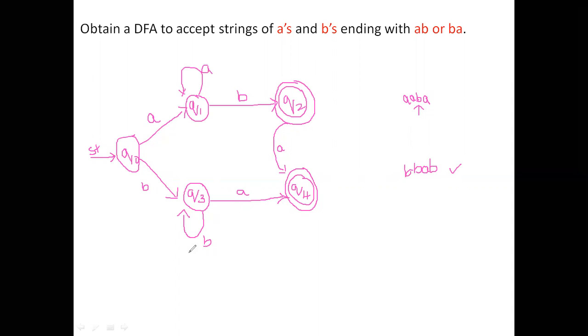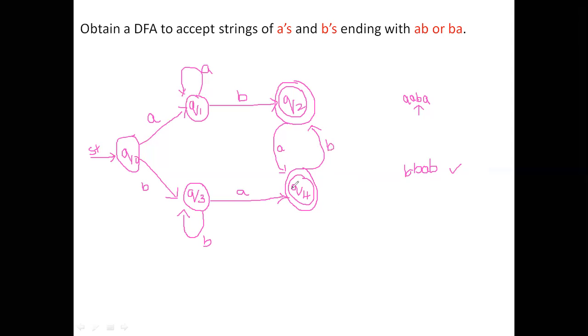On receiving second B, we have a self loop, so Q3 it will be. Then on receiving A, you are entering the final state Q4. What are you left with? B, exactly. Again, if you provide a self loop, then if it is followed by any number of B's, it will be accepted. Actually, it is wrong. No need to provide a self loop for Q4 on receiving B. Be careful. So what we need to do? We need to provide a loop for Q2 on receiving B.